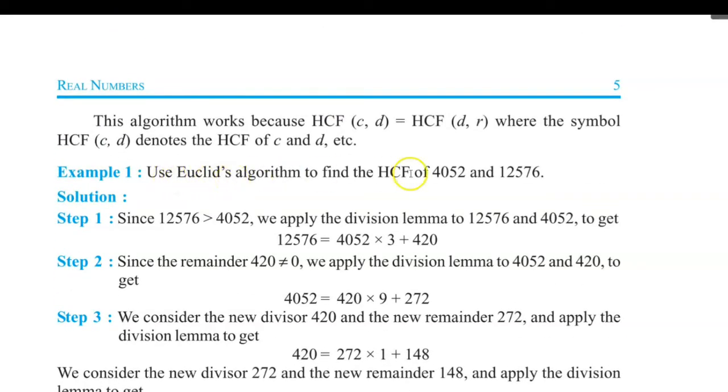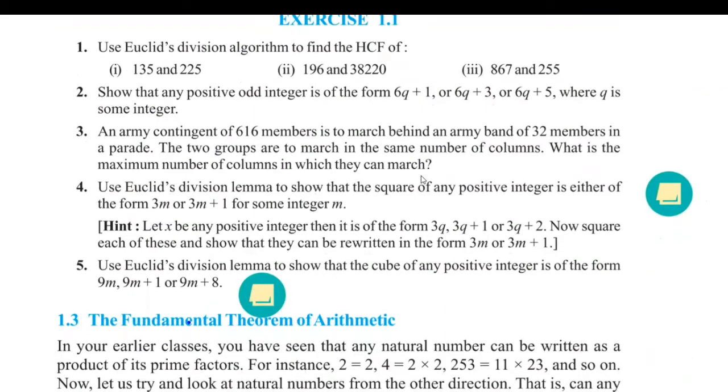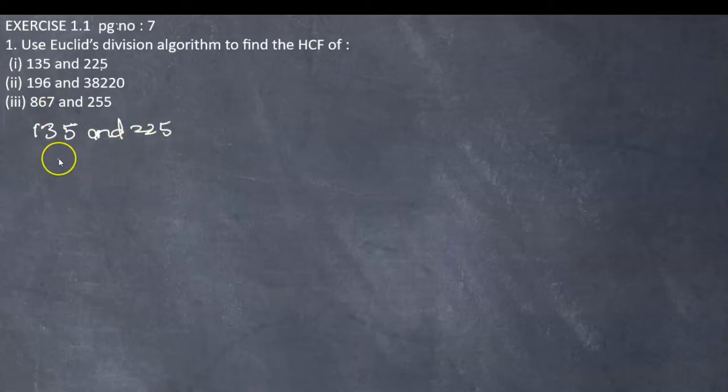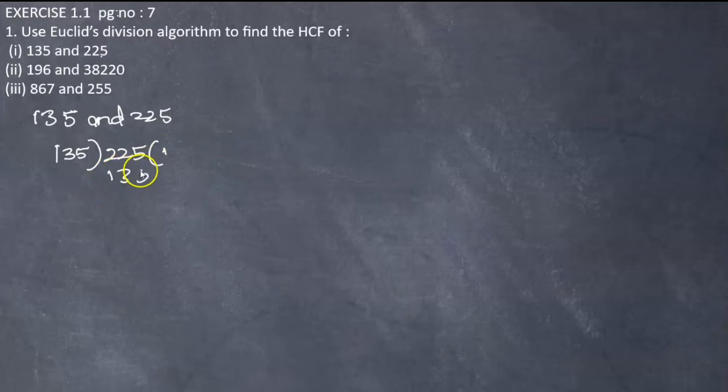Example 1. Use Euclid's same. So let's try this. So first problem is 135 and 225. So the divisor, the bigger number will always be the dividend. So in 225, 135 it will be like 1 time 135, subtraction. So it is 90.